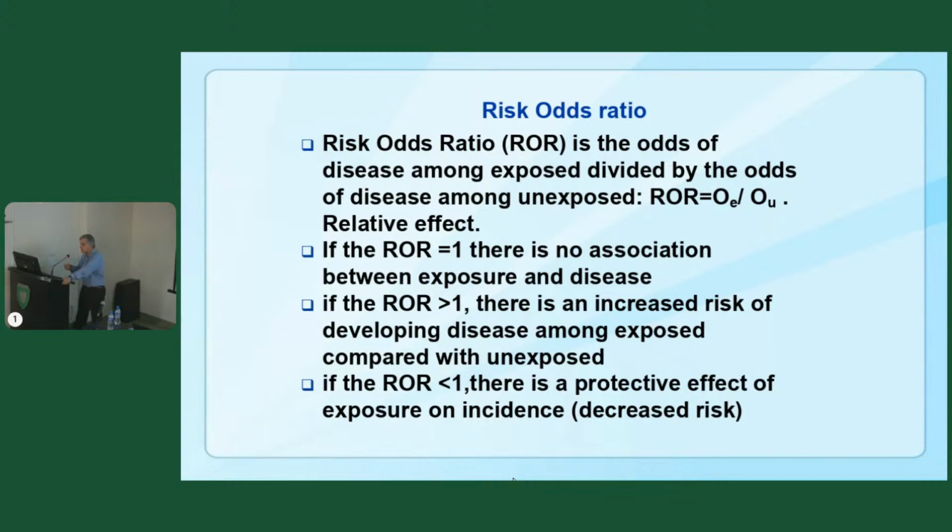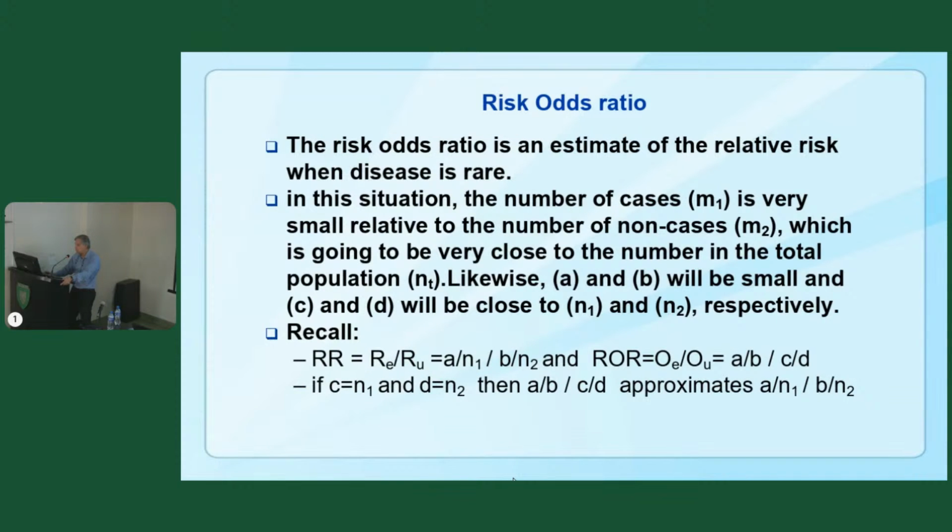Why? Because the risk-odds ratio is nothing more than the odds of disease among the exposed divided by the odds of disease among the unexposed. We're going to see that. If the risk-odds ratio is equal to 1, there's no association between the exposure and the disease. If the risk-odds ratio is greater than 1, like the relative risk or the incidence rate ratio, there is an increased risk of developing disease among exposed compared to unexposed. And if the risk-odds ratio is less than 1, equivalent to a risk ratio less than 1, there is a protective effect of exposure on the incidence or the risk of the disease. So it's an estimate of the relative risk.